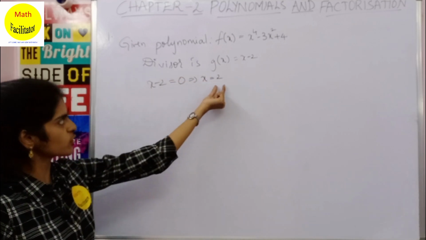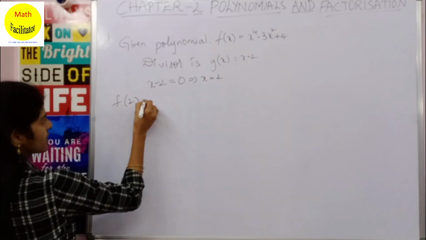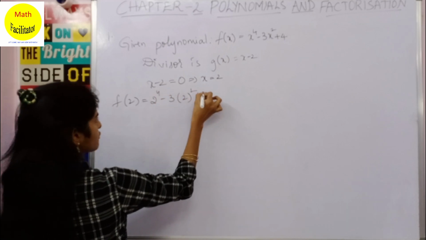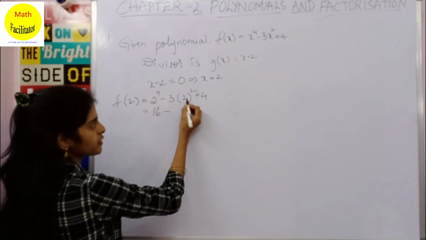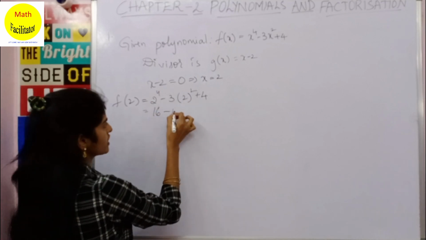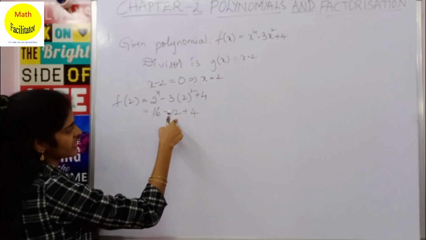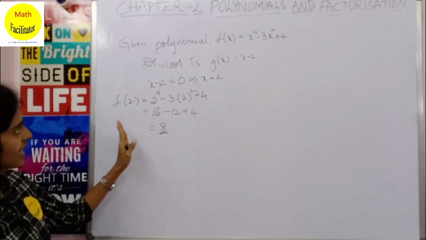So if you substitute 2 here in f of x, you will get the remainder. So what is f of 2? f of 2 is nothing but 2 power 4 minus 3 into 2 square plus 4. So 2 power 4 is 16, minus 3 into 2 square; 2 square is 4, 3 into 4 is 12, plus 4. So 16 plus 4 is 20, 20 minus 12 is 8. So f of 2 you got 8, which means the remainder is 8.